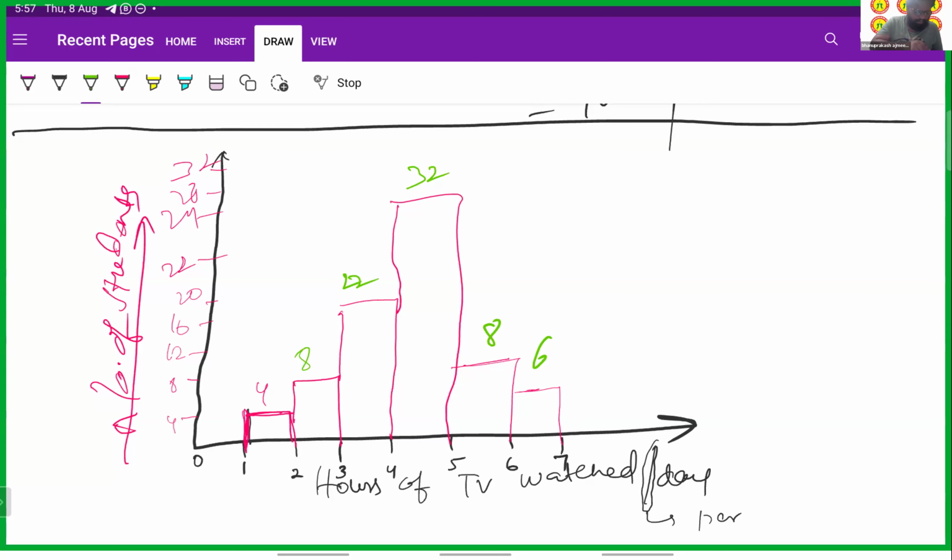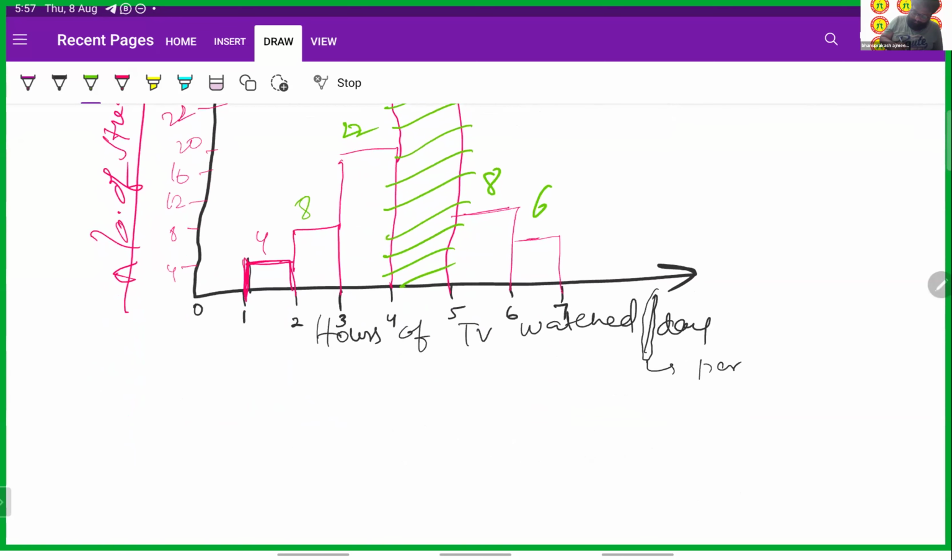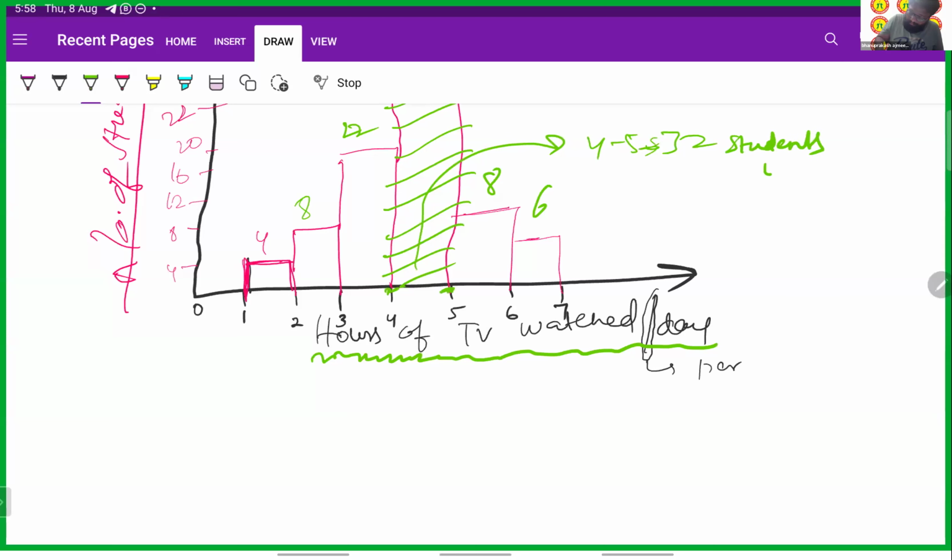Now, for how many hours did the maximum number of students watch TV? From the graph, please tell me. 32, sir. Correct. So for how many hours did 32 students watch? See, 4 to 5 hours. See this graph: hours of TV watched per day, from 4 to 5 hours. So 4 to 5 hours, 32 students watched.